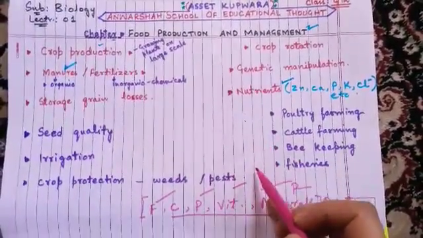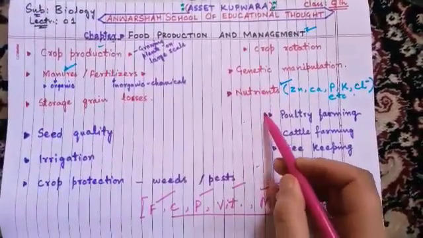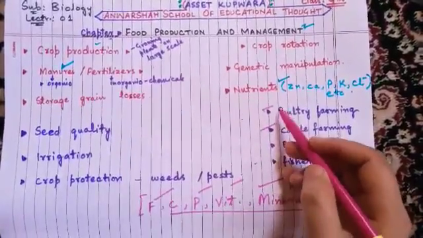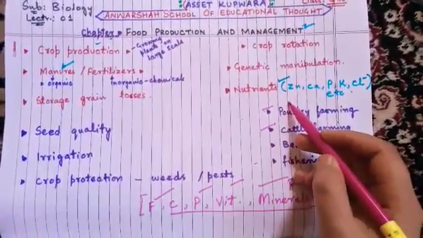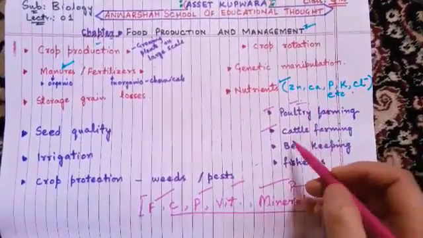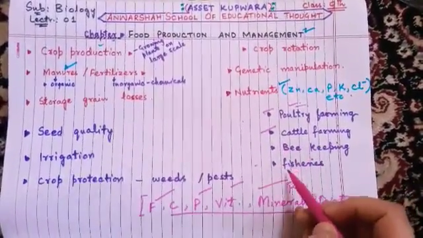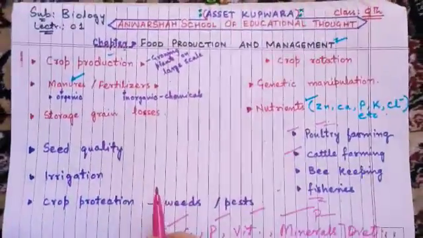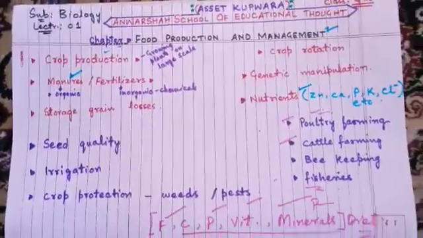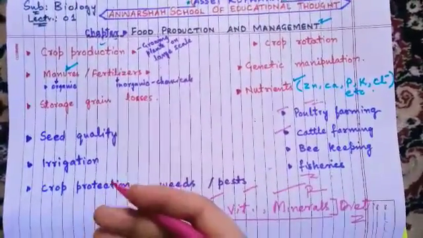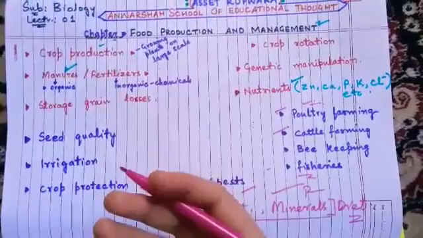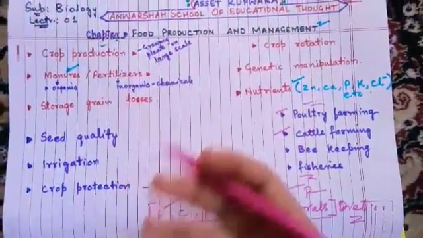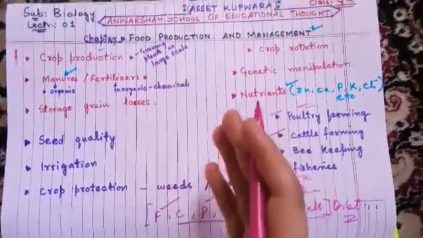Here is the animal source of food, like poultry farming, which we will learn in this chapter. We will learn cattle farming. Poultry farming will include chickens and eggs, then cattle farming, bee keeping, fisheries, and all that. Now, what does crop production mean? Crop production means when we grow crops on a large scale, harvest them in the harvesting season, and store them for future use. That's called crop production.